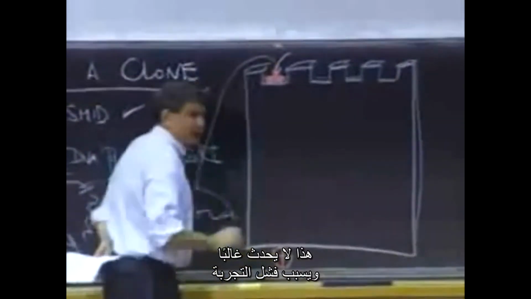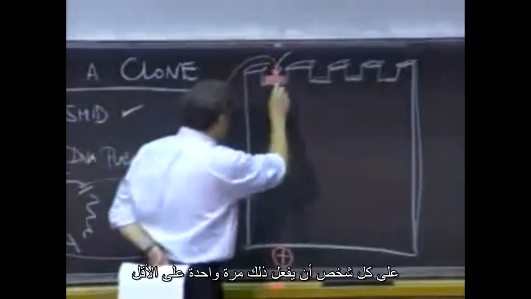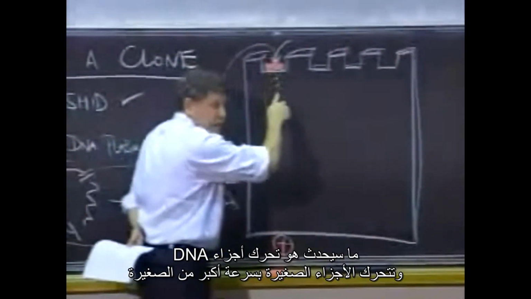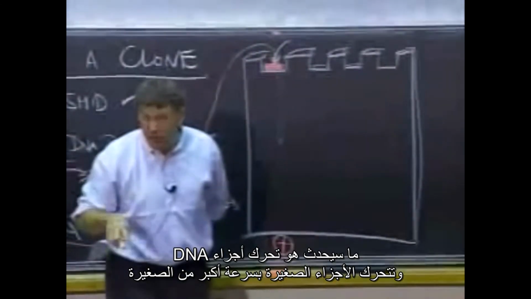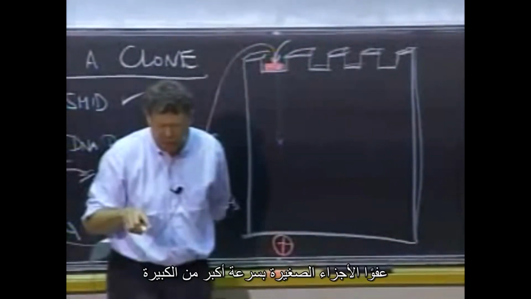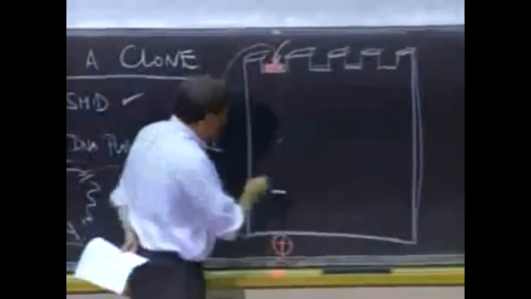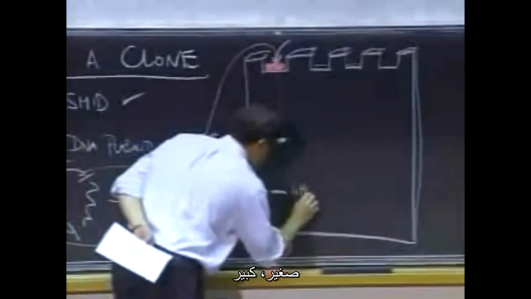That's often not done, and to the detriment of the experiment. If you put the positive pole here, it goes the wrong way, and everybody has to do that at least once. So what will happen is the DNA fragments move through, and the smaller fragments move faster than the big fragments. If something's little, it'll move fast. If something's big, it moves slowly. Little, big.